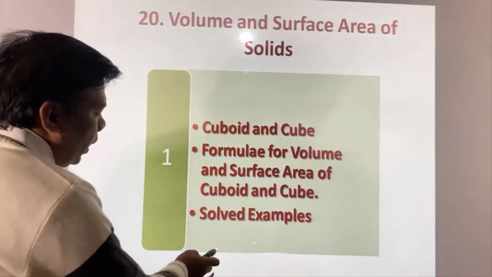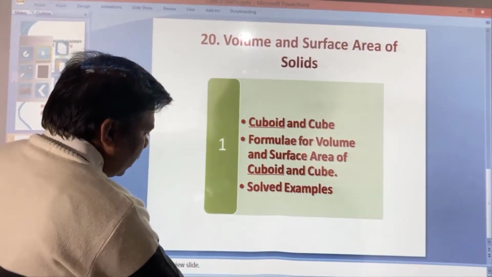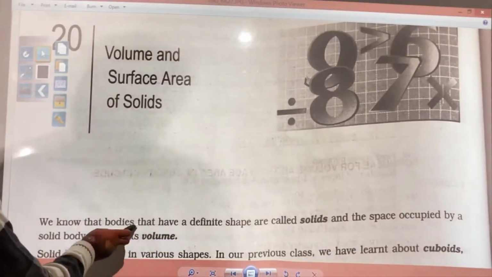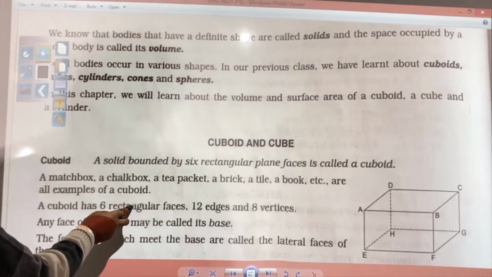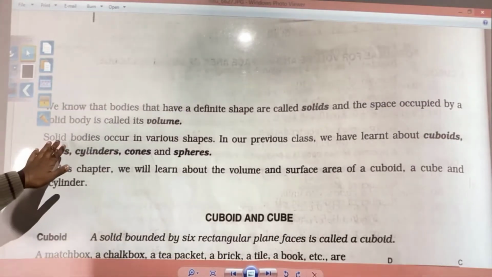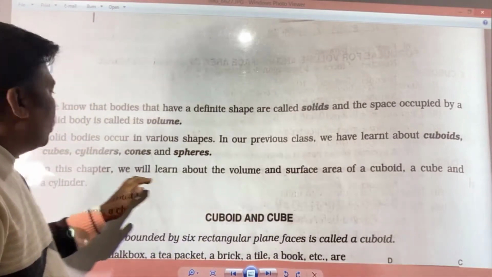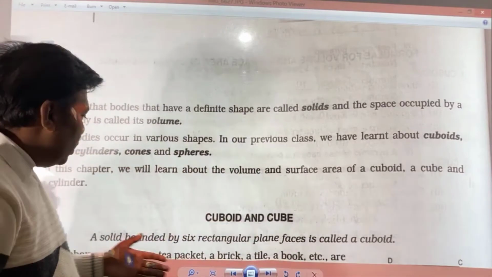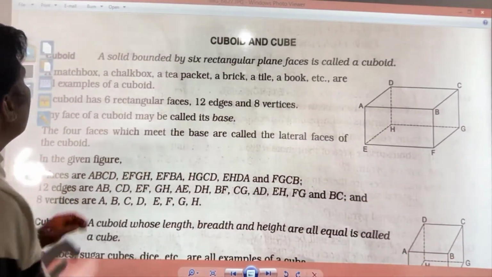This I would like to explain with the help of your book. Let's see. Here you see you have cuboid and cube. Before that, here you see solid bodies occur in various shapes. In our previous class we have learned about cuboids, cubes, cylinders, cones and spheres. Already you have done, but still, for review, let us see what are cuboid and cube.